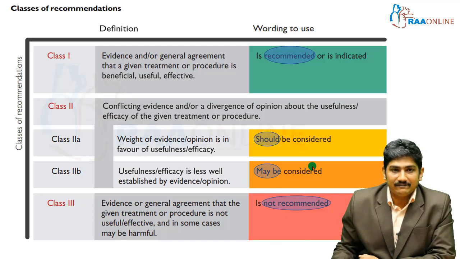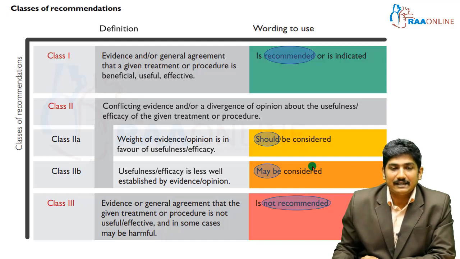Otherwise, class 1 is evidence or general agreement that a given treatment or procedure is beneficial, useful and effective. So, it is recommended or it's indicated. Class 2, there's conflicting evidence or a divergence of opinion about the usefulness or efficacy of a given treatment or procedure. Class 2A is where the weight of evidence is in favor of this particular procedure, so it should be considered. Class 2B is where usefulness or efficacy is less established, so it may be considered.